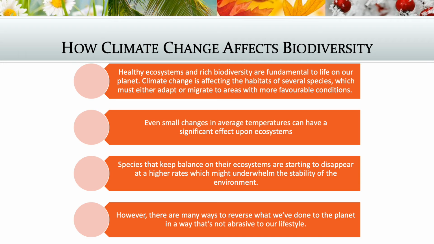Small changes in the average temperature can have a significant effect upon ecosystems. So a change of 1.5 degrees Celsius might seem really small, but when you take into account that this kind of change occurs once every century or so, it's an alarming fact. Species that keep balance in their ecosystems are starting to disappear at higher rates. Species like photosynthetic beings like plants and certain bacteria are disappearing at a bigger rate.